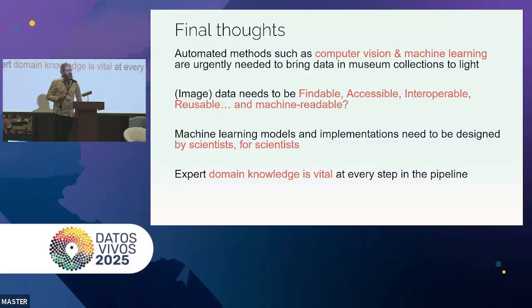And final thoughts, yes, this is urgent. Yes, we need to be FAIR, and we also need to be machine accessible. And I didn't talk about this so much, but it's important that we have input from scientists when we're creating these models, as I think you already know and have been talking about today. And very crucially, we still need expert domain knowledge as input here.